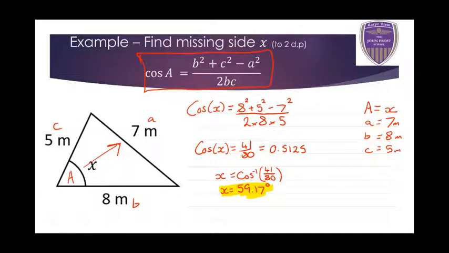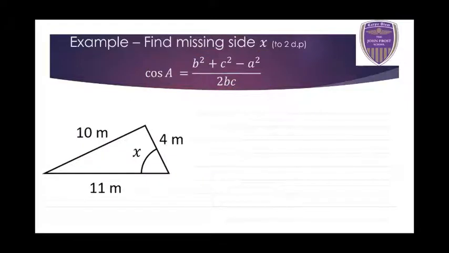Okay, let's have a look at another example. So again, we've got a triangle. We know all 3 sides, but we're trying to find the missing angle x here. So first things first, we're just going to label up our triangle. So we're trying to find angle A, side B, and side C. Okay. Well, angle A is going to be the angle we're trying to find. So that's going to be x.